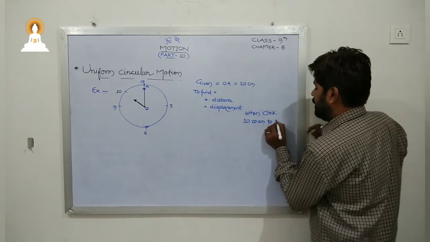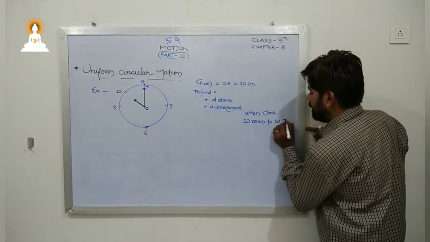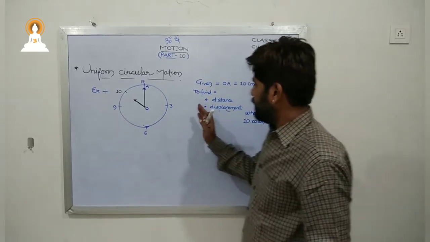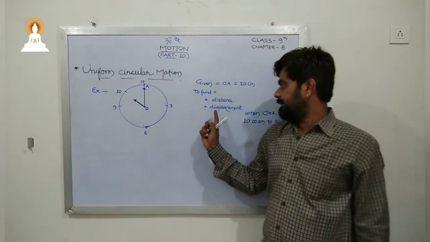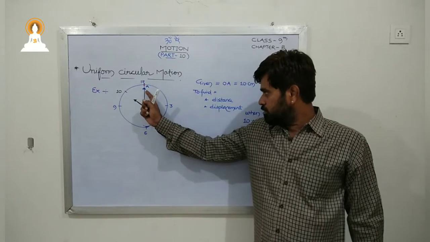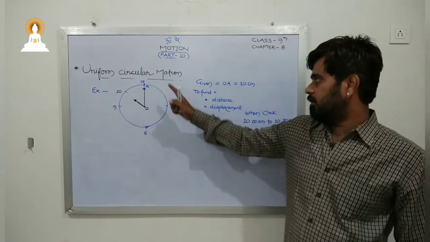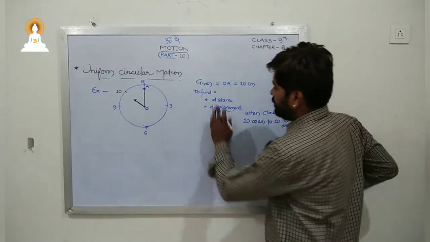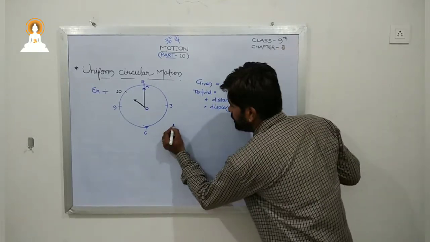to 10:30 a.m. So we have to find distance and displacement when this clock moves from 10 to 10:30. Okay, so let us start. First of all, let us find out the distance.